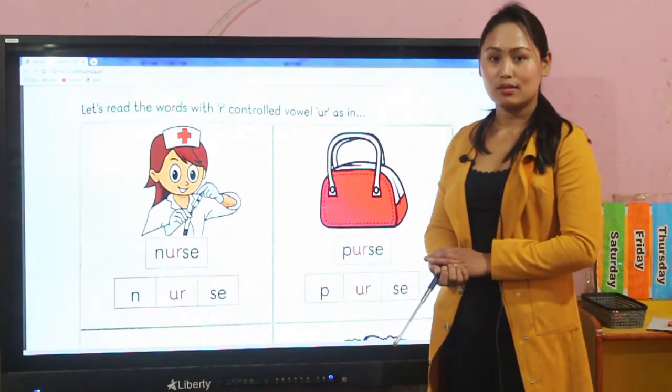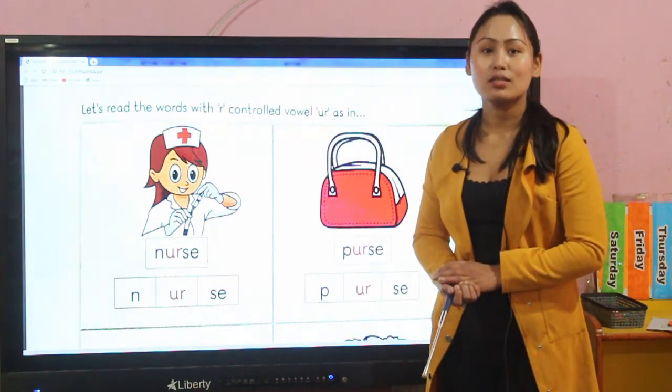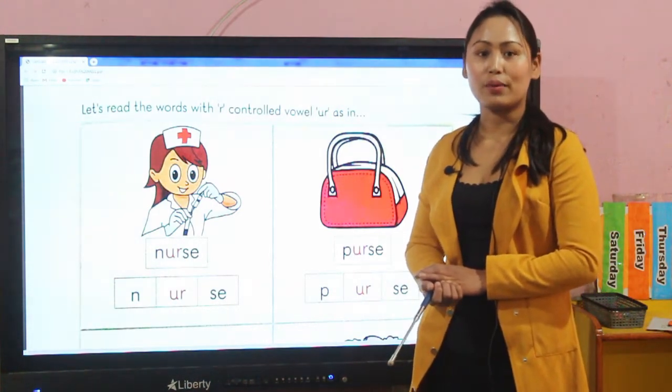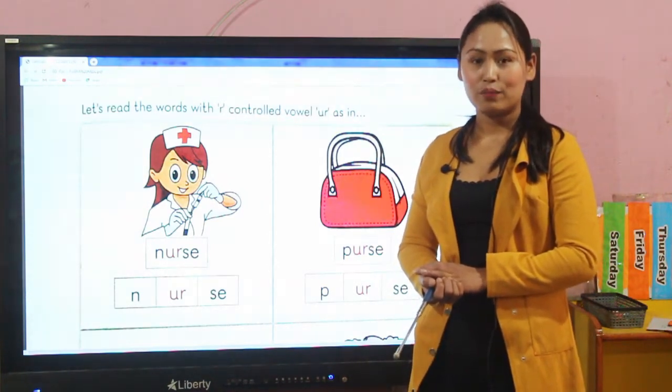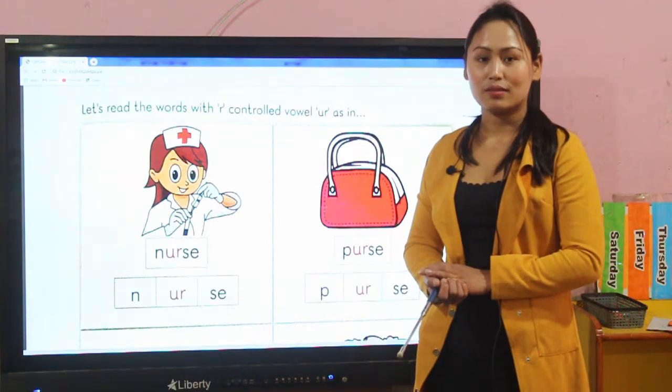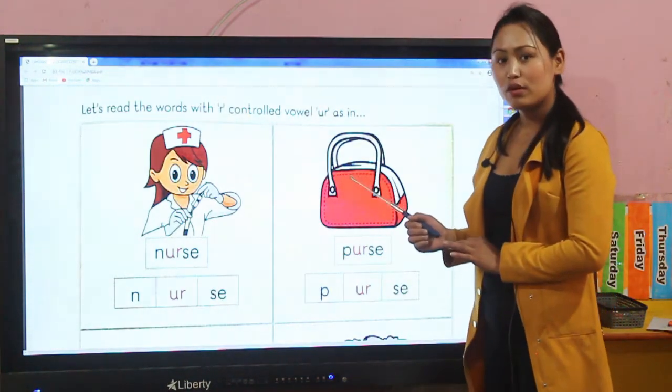Nurse, nurse, nurse, nurse. What is the sound of UR? It is the sound "a". Nurse. Okay, similarly, it's a picture of a purse.